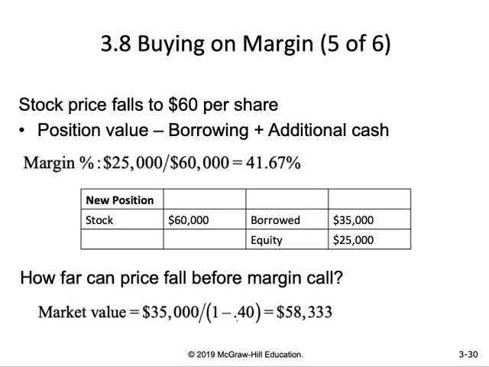So at a 40% maintenance margin requirement, the stock can go down to $58,333. You bought this at $70 a share, 1,000 shares. If it goes down below $58,333, you're going to get a margin call. That means you've got to put more cash in your account.